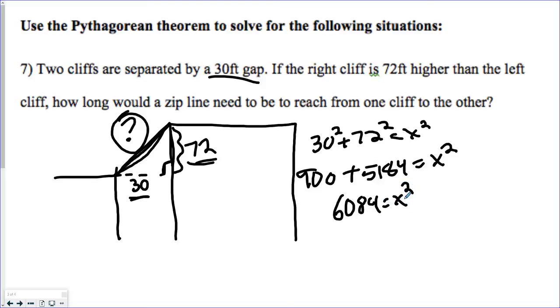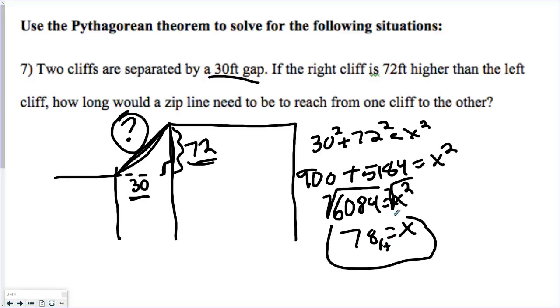And then again, I don't want x squared, I want x. So I'm going to square root this side. I'm going to square root this side. That way the square goes away. I'm left with x. And then again, you probably don't know what the square root of 6084 is off the top of your head. So you're going to type in the square root of 6084, and you get a nice even 78 feet. Which is good because, remember, this is my C value, so it should be bigger than the other two, and it is.